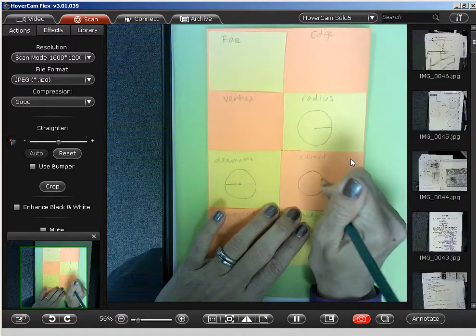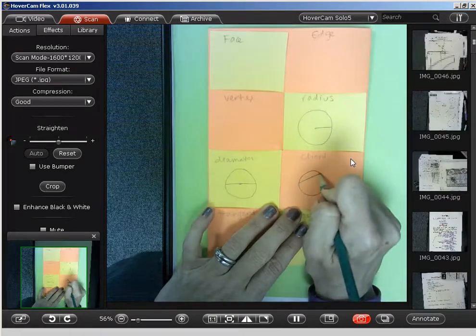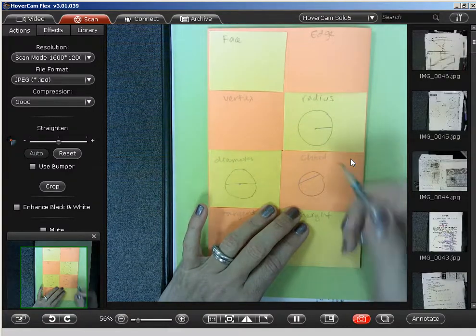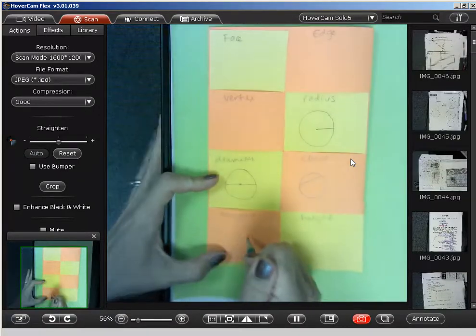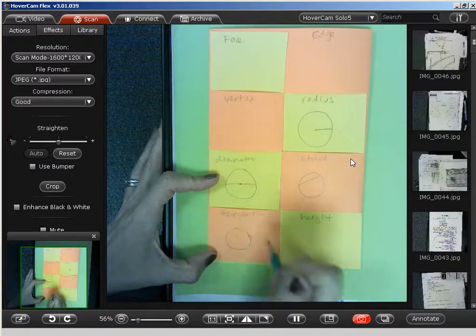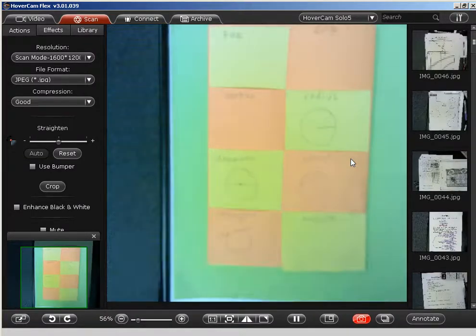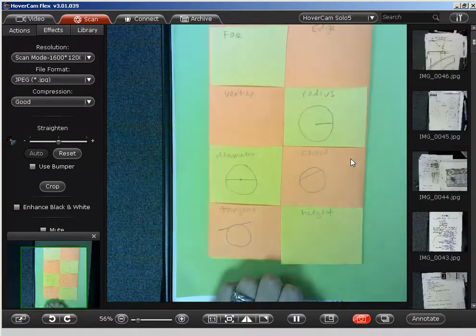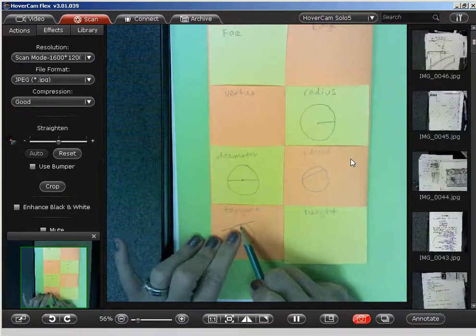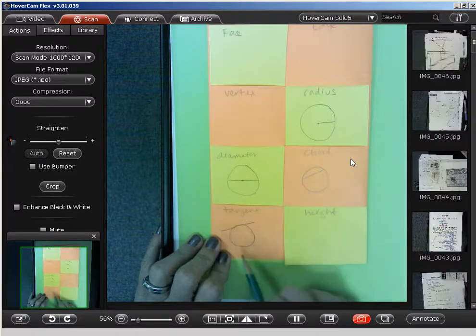And I'm going to give you 2 bonus words. A chord is kind of like a diameter where it goes from one side to the other, but it doesn't cross center. And then a tangent is a line that is outside of the circle but touches the outside edge. So if you've ever heard someone talking about going off on a tangent, it's because they kind of are related, but they're outside of the circle.